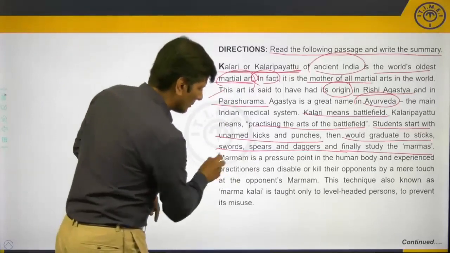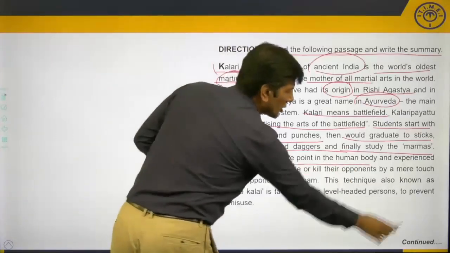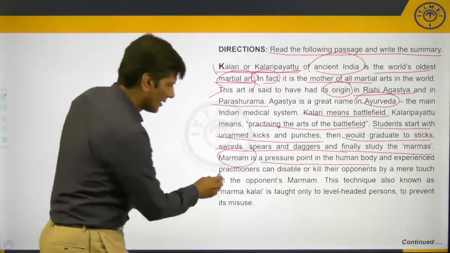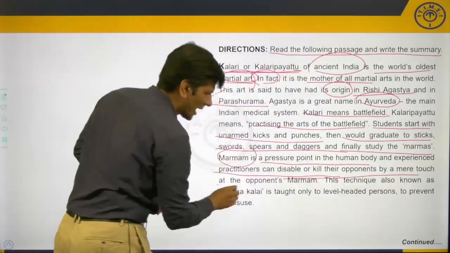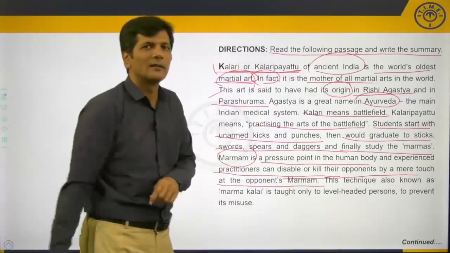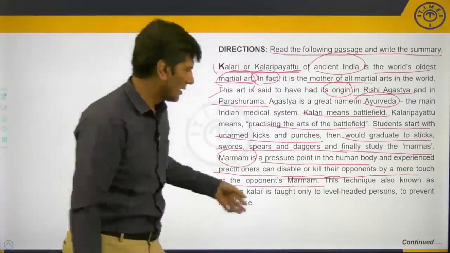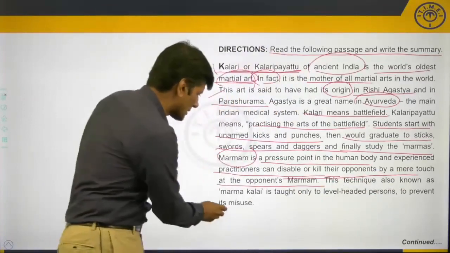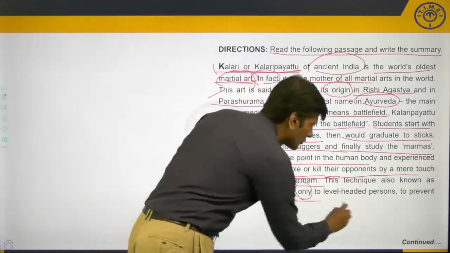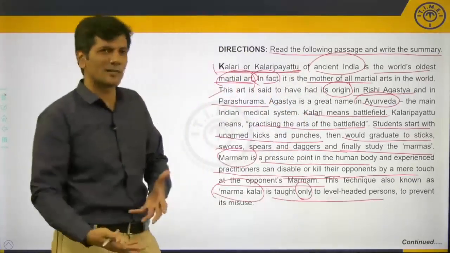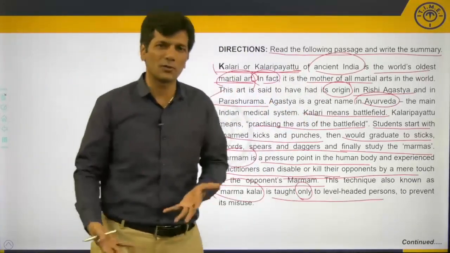Now, what is this marmam? Marmam is a pressure point in the human body, and experienced practitioners can disable or kill their opponents by a mere touch at the opponent's marmam. So, description of marmam. This technique, also known as marmakalai, is taught only to level-headed persons to prevent its misuse.